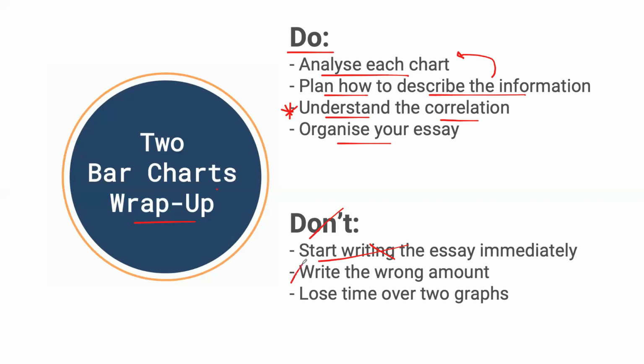Of course, you don't want to write the wrong amount. This specific example has the risk of perhaps too much to write, so don't get carried away. You want to stick with 150 words minimum, and you don't want to go too much over 200. So just write the necessary things and the correlating information. And this goes with the first point. You don't want to lose time over two graphs, so make sure you're spending adequate time looking at the graphs and understanding them, but don't lose yourself or get carried away in looking at all of the details. Remember, you want to point out the key information for each graph and then the correlating information.